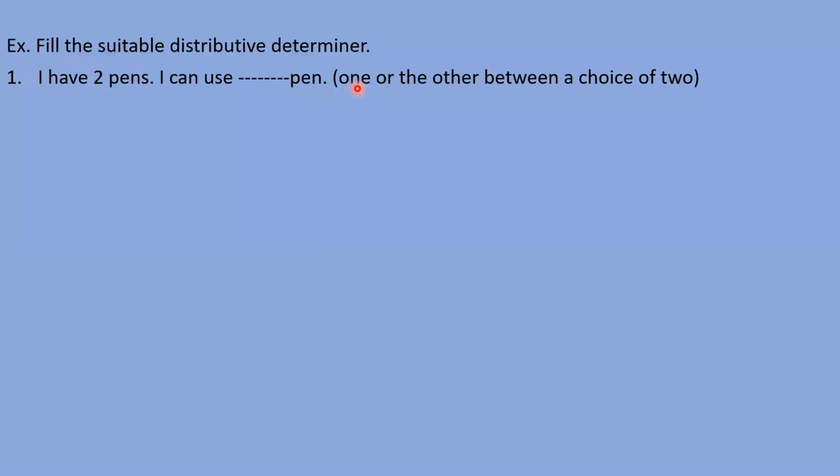It's up to you. So please raise your hand. Let me see. Sneha, please tell me what can come here. Either. Either, yes, very good, right answer. So I have two pens, I can use either. मेरे पास दो पेन है और दोनों में से कोई एक मैं यूज कर सकता हूँ. So when you have to say दोनों में से कोई एक, for this meaning you need to use the word either, right? One or the other between a choice of two.